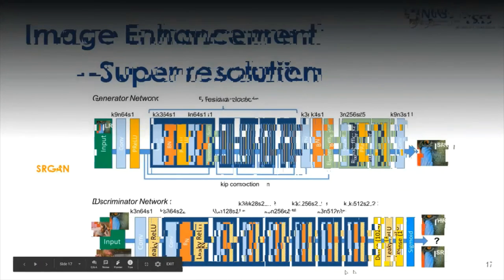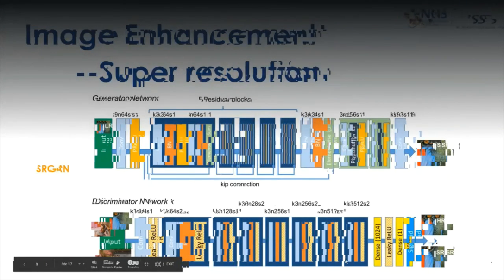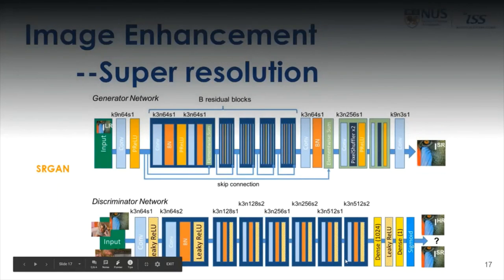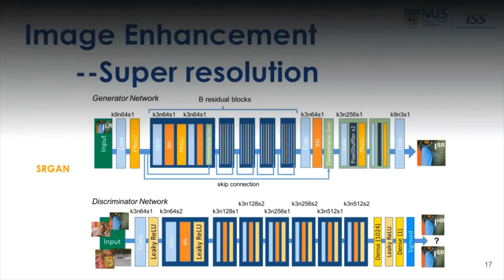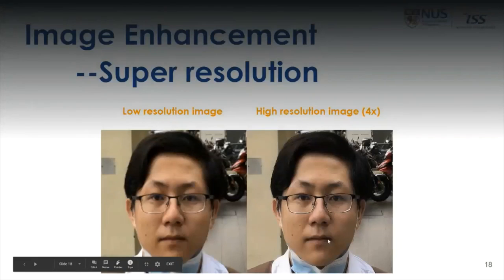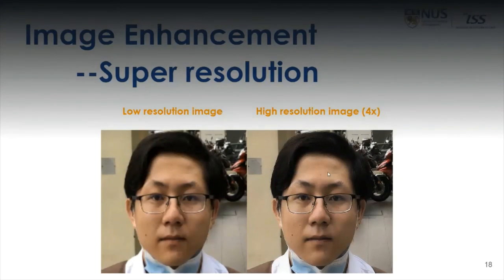In the GAN, the discriminator is only used to assist the generator in producing better, more realistic images and will not be used when we deploy the system. We only use the generator for the deployment stage. Here is the result of the super resolution. The left side is the low resolution image and the right side is the high resolution image. That's all about the image enhancement.